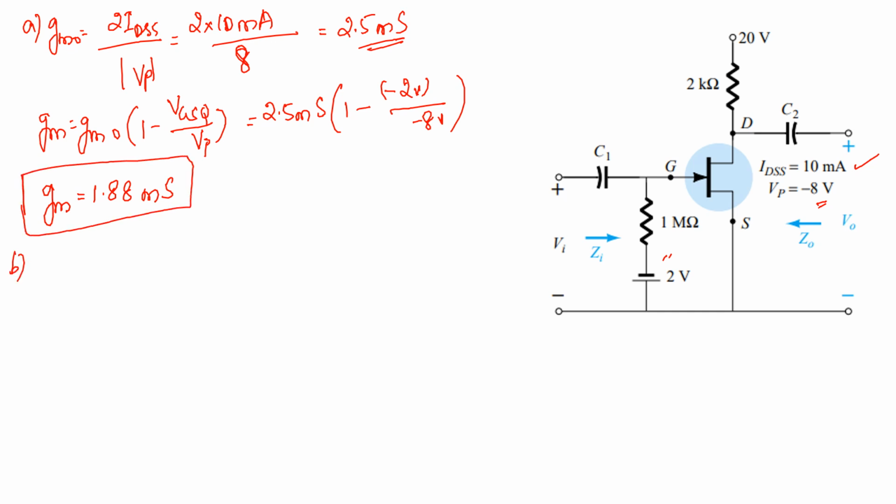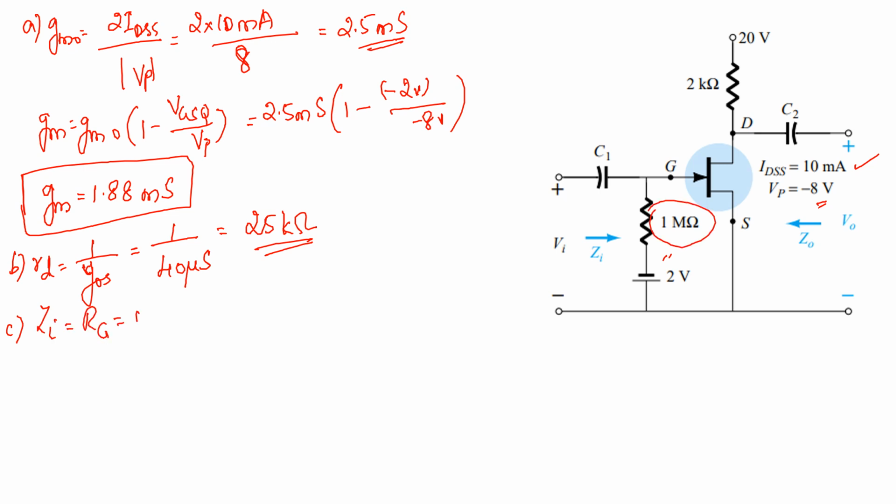Now B part, you have to find out what is your rd. rd you can write directly as 1 by yos, which is equal to 1 by 40 microsiemens, which is equal to 25 kilo ohm. So small rd you have got 25 kilo ohm. Now Zi will be equal to capital RG. Capital RG is given in your problem, so it is equal to 1 mega ohm.